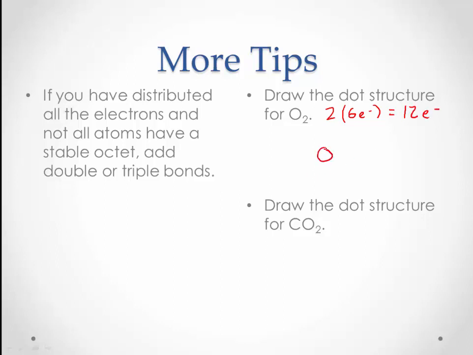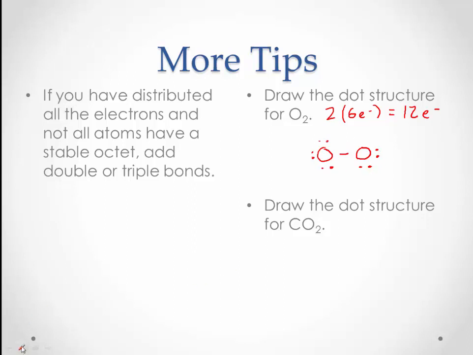So we're going to join everything with a single bond. So that's 2 electrons. Then we distribute everything else in pairs. So 2, 4, 6, 8, 10, and 12. So we've distributed all of them. This oxygen has 8 electrons around it, but this oxygen only has 6. That's a signal to us that we need to add a double bond because we're 1 pair short.